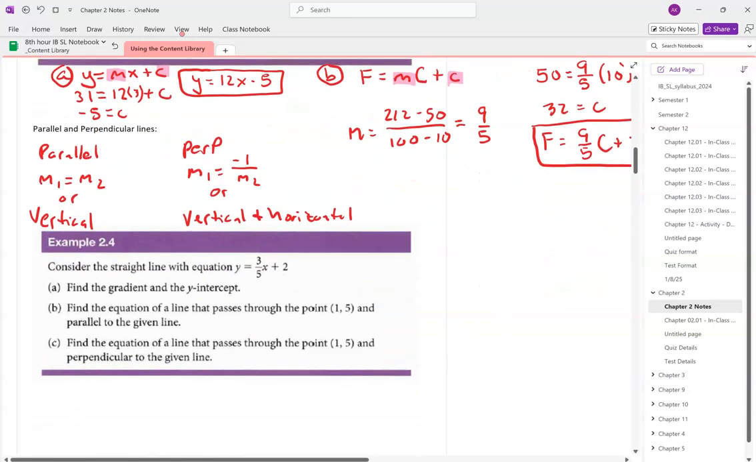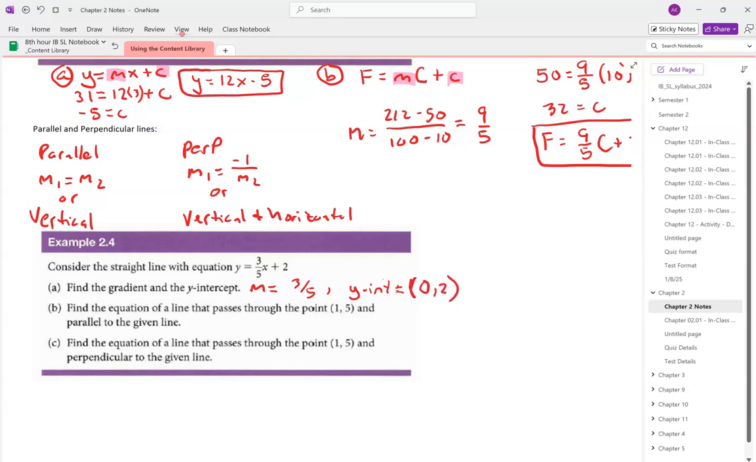All right, so let's say we have the equation y equals 3/5 x plus 2. What's the slope or the gradient? And what's the y-intercept? What's the y-intercept? Usually we want to write it as a point. So like 0, 2, right? Everybody's okay there?